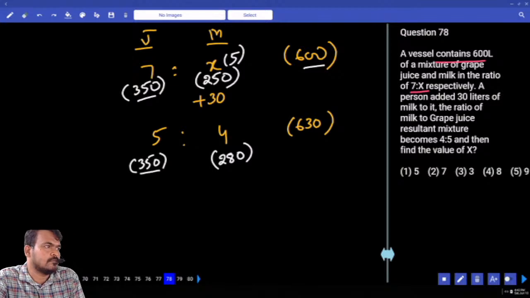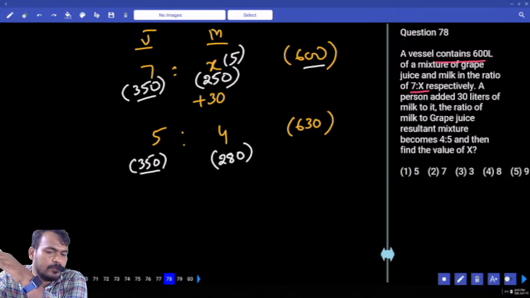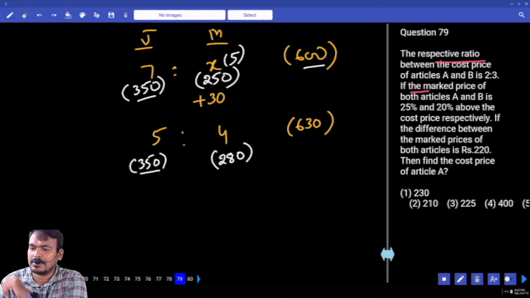Easy question or not? Final juice is 350, means initial juice is also 350. That represents how many parts? 7 parts. 350 is 7 parts, means the remaining 250 liters are milk. The 250 represents how many parts? 5 parts.